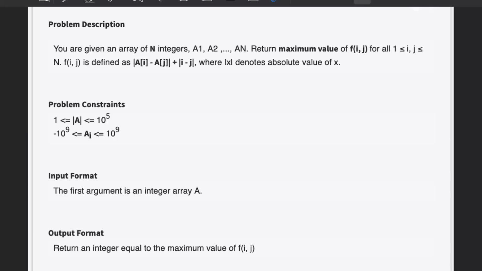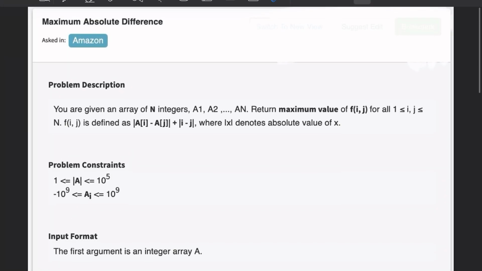Hey everyone, let's discuss a problem, maximum absolute difference, which has been asked in Amazon several times. So here the problem description is: you are given an array of n integers a1, a2 till an. Return the maximum value of f(i,j), where i is greater than or equal to 1 and j is less than or equal to n, and f(i,j) is basically the absolute value of a[i] minus a[j] plus the absolute value of i minus j, where |x| denotes the absolute value of x.